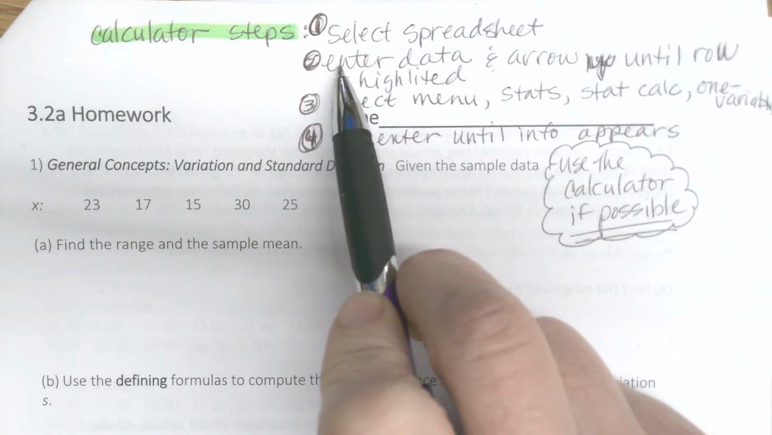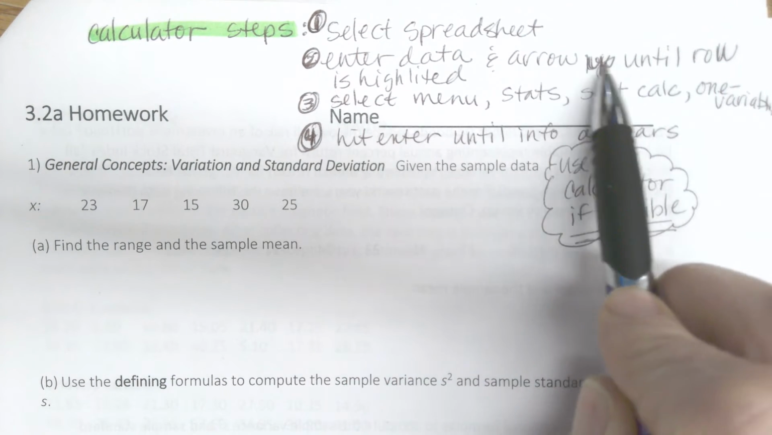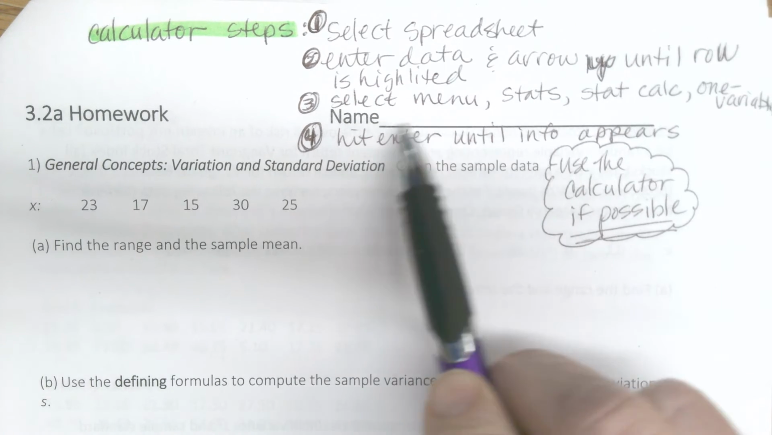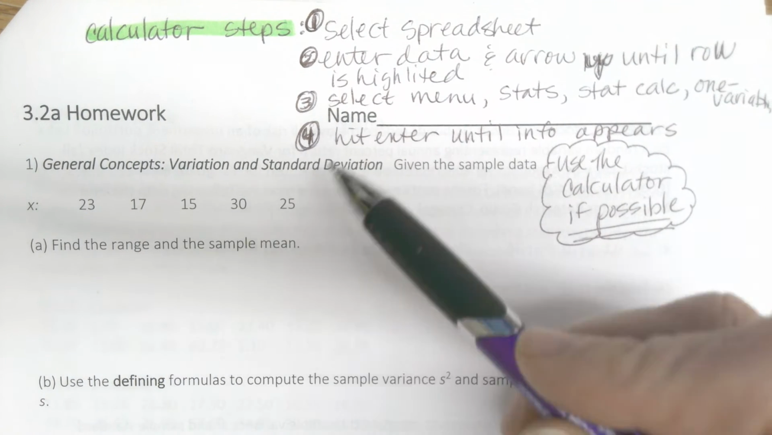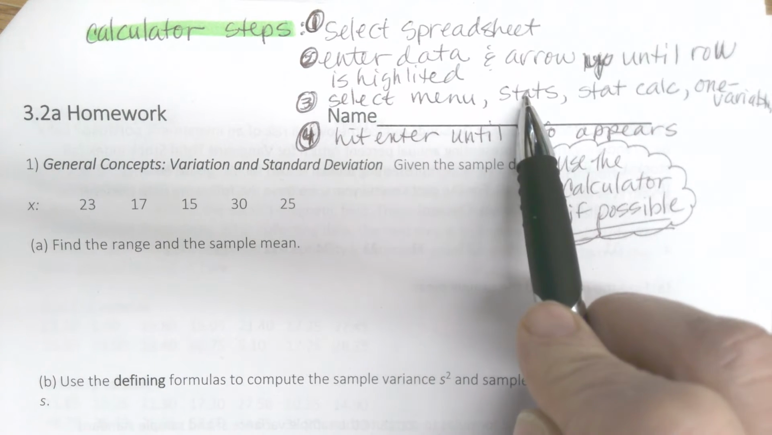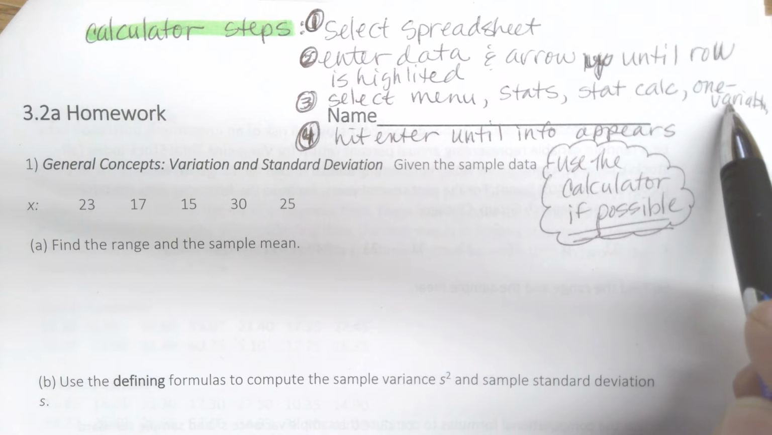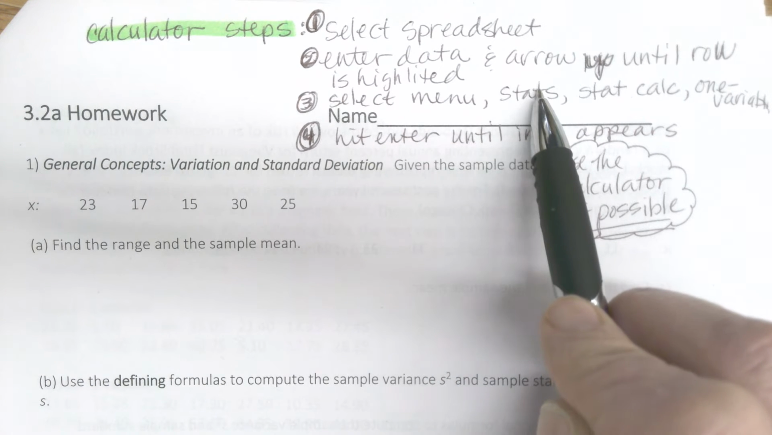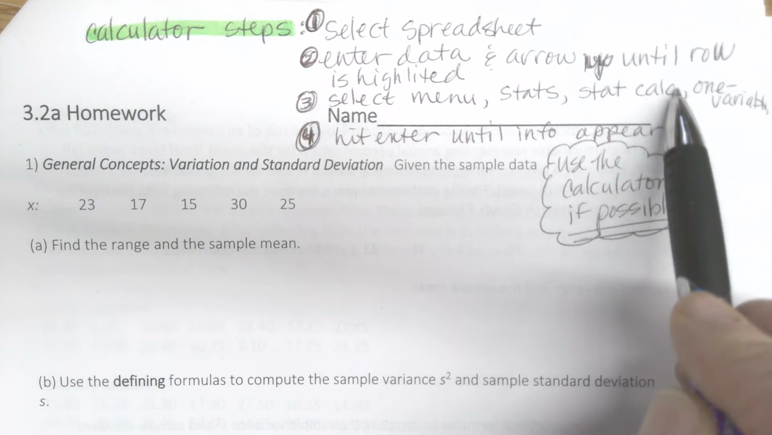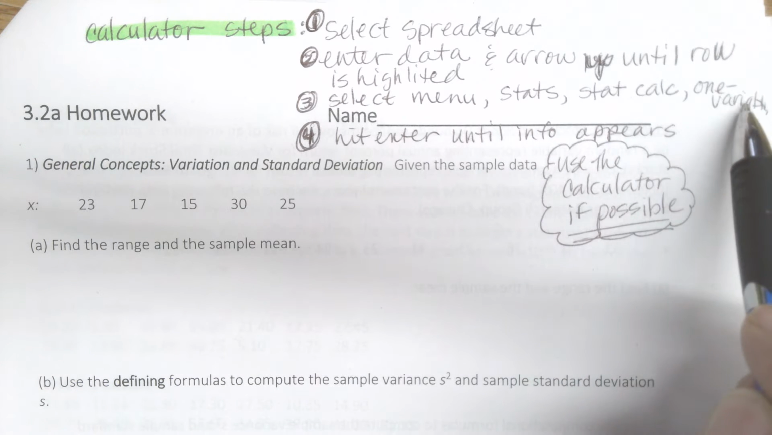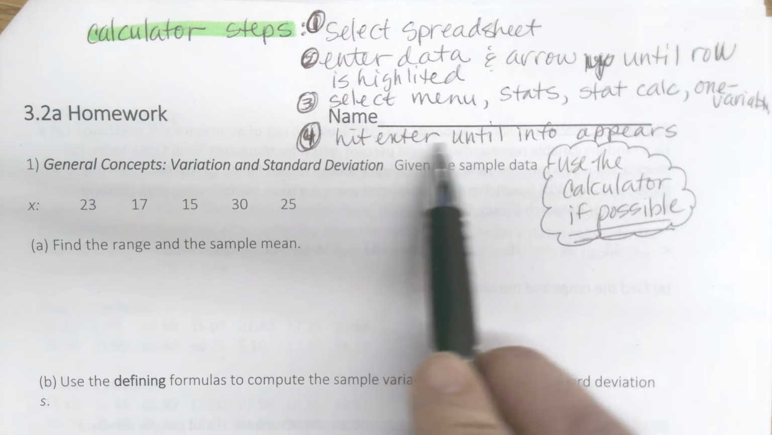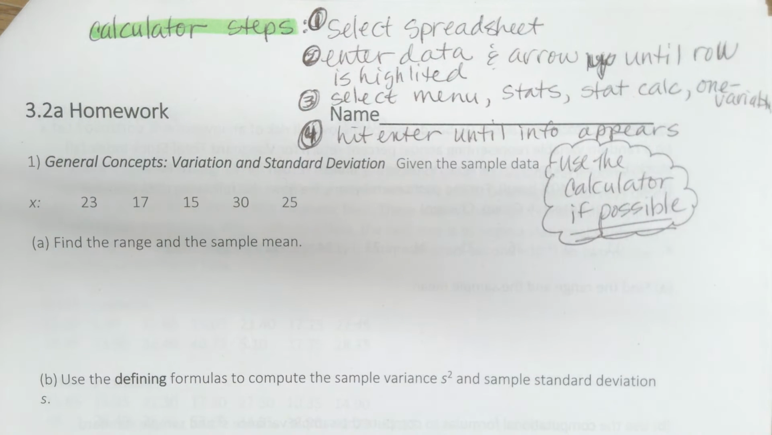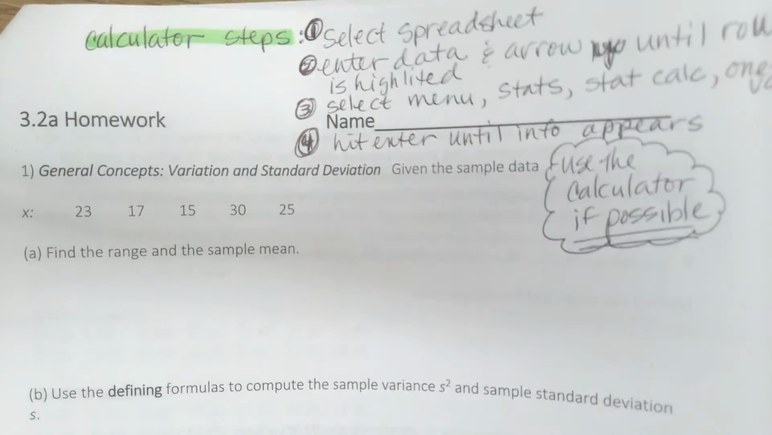But anyways, you select your spreadsheet, then you enter your data, and you arrow up. Once all your data is entered, you arrow up the row until it's highlighted, and I'll go through that with you when we enter our new data. Then you're going to select menu, stats, stat calculation, one variable stat. That's the kind of process. So hit menu. In the menu selection, you'll hit stat, statistics. In the statistics selection, stat calculations, and then one variable. When you hit enter, you'll hit it a couple of times, and then all of a sudden the information will appear to you.